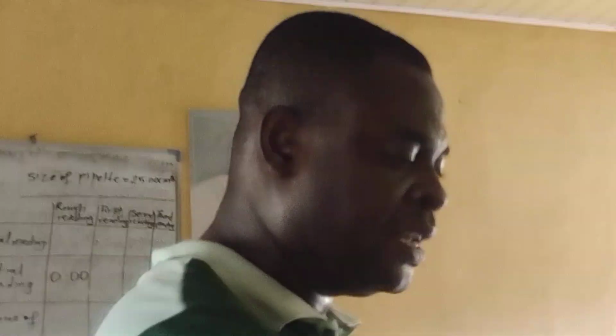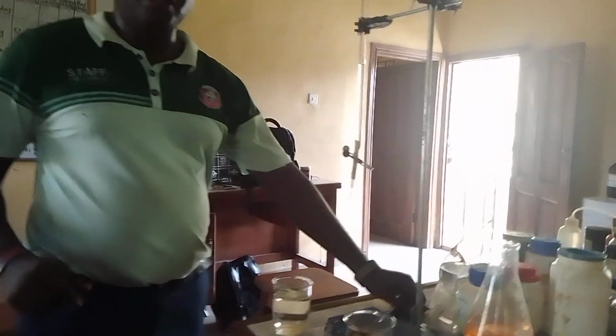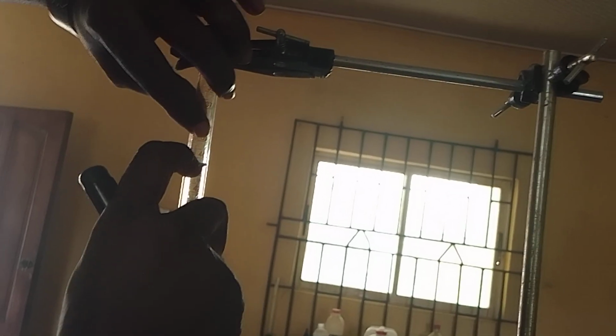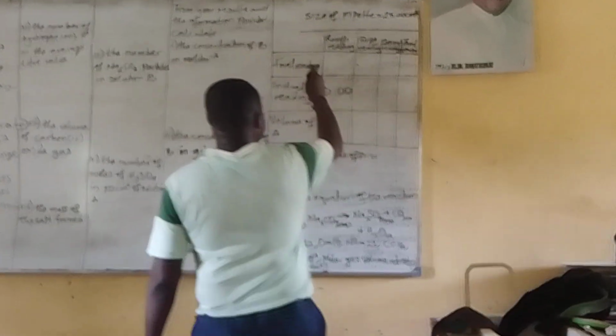Then, having done that, the next thing to do is to come and read the burette reading. This is 41. Come to this place, 40. This big line is 40 cm cube. 40.1, 40.2, 40.3, and 40.4. So that is 40.4. So I will put that one here in my final reading.